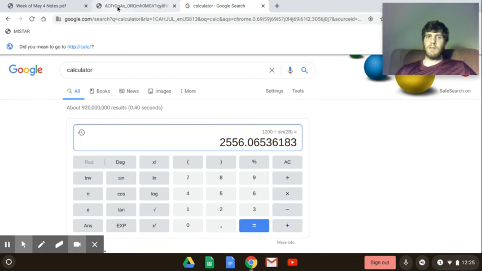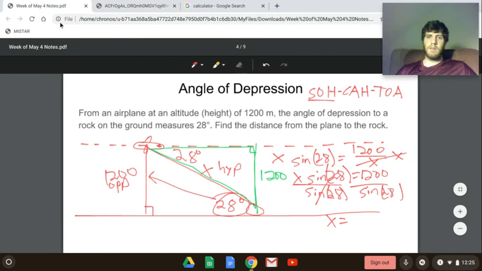2,556. I think it's meters, right? Yep. 2,556 meters. That's how far the plane is from the rock.